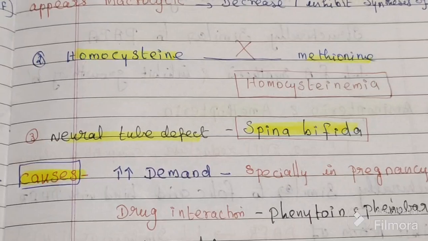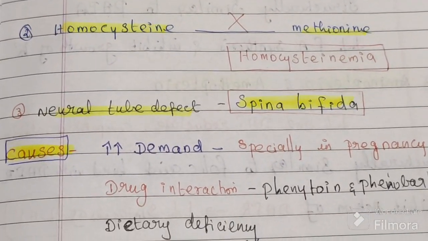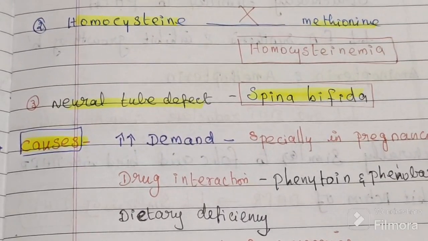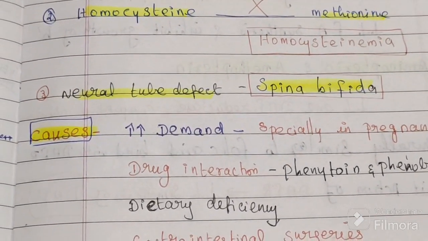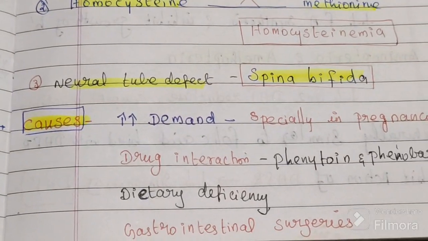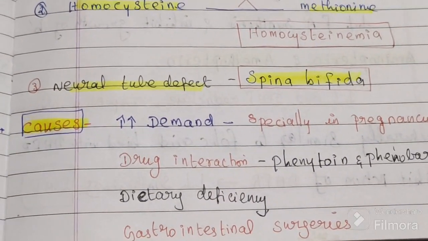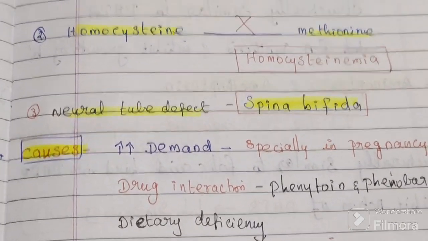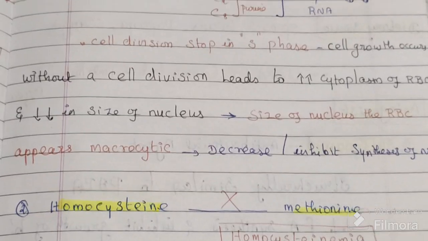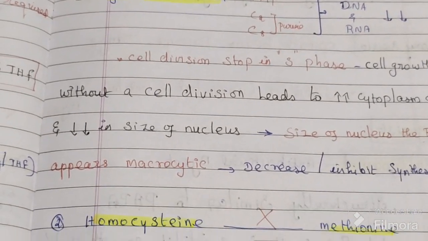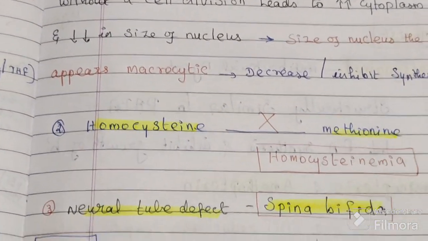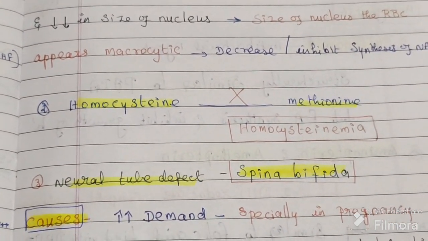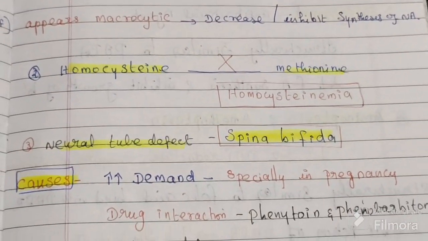Then the third one is neural tube defect, in the form of spina bifida, due to decreased folic acid in pregnancy because of the increasing demand for folate in pregnancy. So these are the three deficiency manifestations: megaloblastic anemia, homocystinemia, and neural tube defect due to folic acid deficiency.